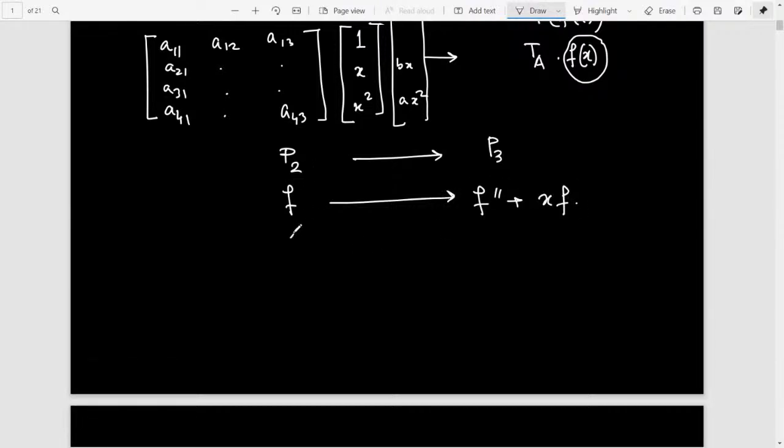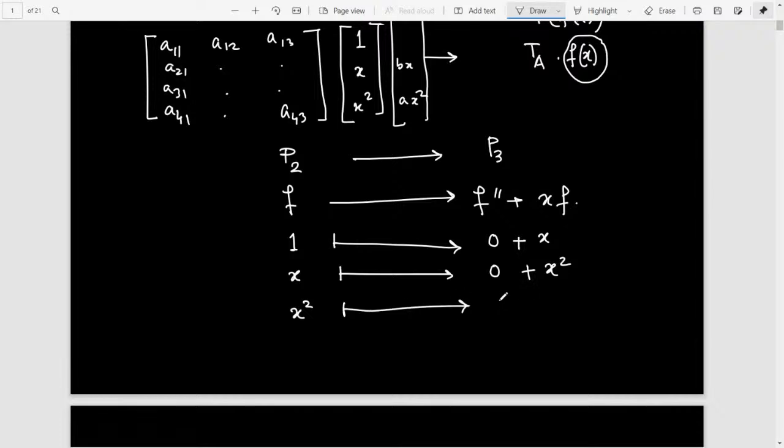So that means I will first understand where these basis elements will go, because like in the last lecture, if you have followed it, that is exactly the thing that will tell me where it is getting mapped. If I take the constant polynomial 1, f double prime is 0, but xf is x. If I take x, this goes to, again, the first thing is 0, the second thing is x square. Now x square will be mapped to: f prime is 2x, f double prime is 2, so 2 plus x cube. Now whatever you have here, you will need to write it down in terms of the linear combination of the basis of P3.